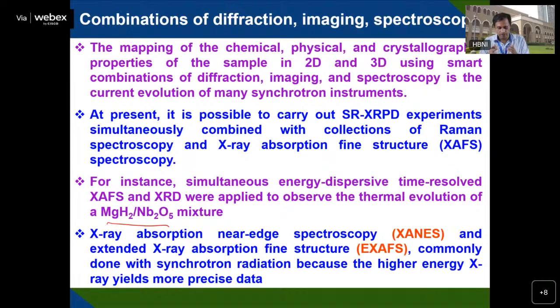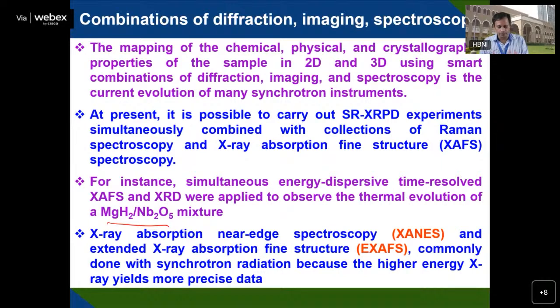In conventional XRD, you have only an X-ray source, so you can do only X-ray crystallographic analysis. In the case of synchrotron radiation, since you have a wider wavelength range and energy variation, you can combine multiple techniques. Mapping the chemical, physical, and crystallographic properties of a sample in 2D and 3D using a smart combination of diffraction, imaging, and spectroscopy will give us better information.